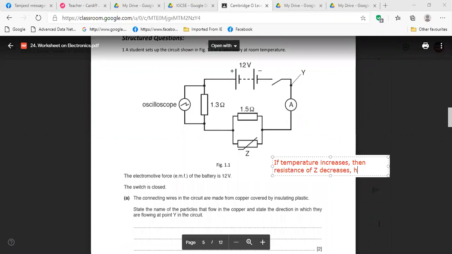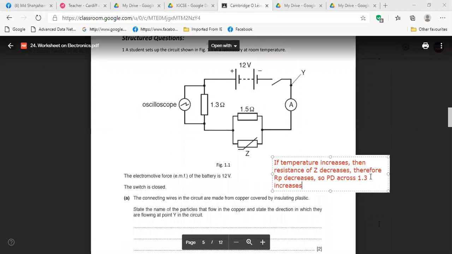Hence, therefore, RP decreases. So PD across 1.3 increases. What I said is that voltage sharing is more in 1.3.